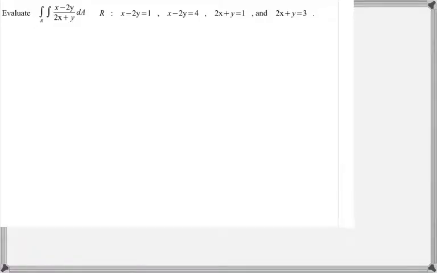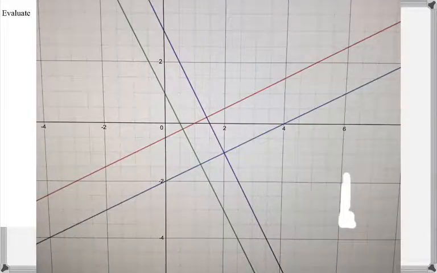So next one here, we have the double integral over the region R of x minus 2y over x plus y dA. And the region is x minus 2y is equal to 1, x minus 2y is equal to 4, 2x plus y is equal to 1, and 2x plus y is equal to 3. If we sketch this, we're also going to get another parallelogram. So here would be what you're looking at, and we can go ahead and fill this in real quick. So this would be your region R, okay?